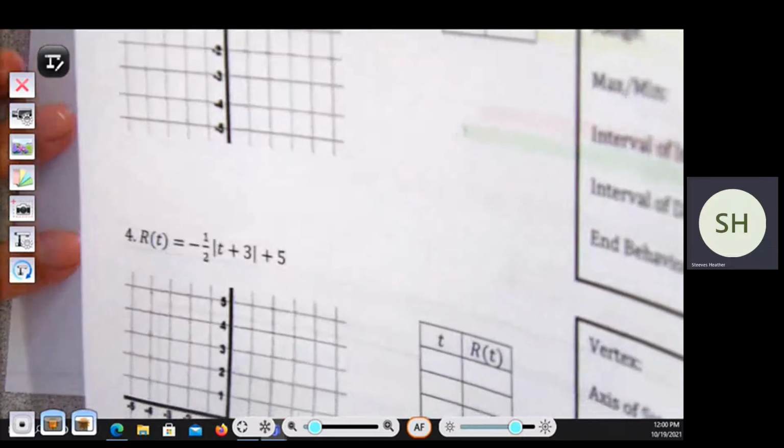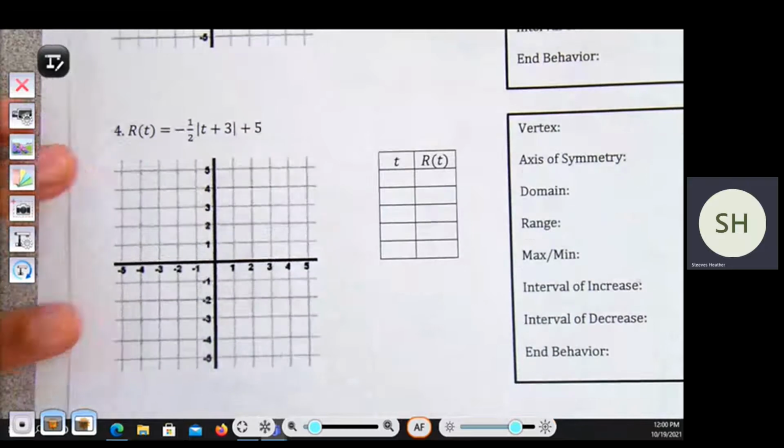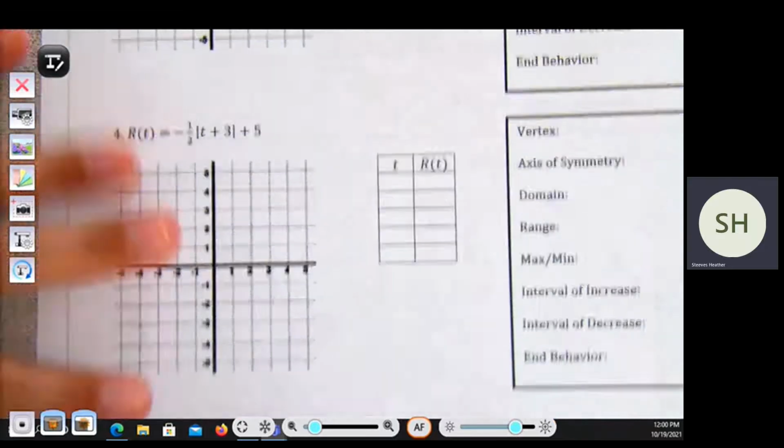Okay, so what I want to do is go to number 4. How much time do we have? We have still like 20 minutes. Oh, we have 20 minutes. Okay, perfect. So let's go to 3. No, should we do 4?